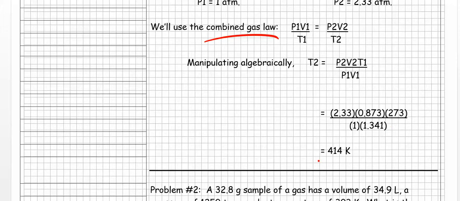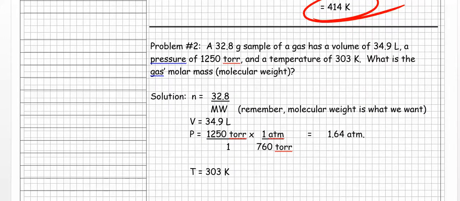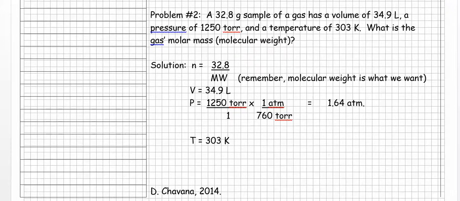Don't forget, it's degrees Kelvin, okay? All right, let's take a look at another problem. Here's what it says. It says a 32.8 gram sample of a gas has a volume of 34.9 liters, a pressure of 12.5 torr, and a temperature of 303 Kelvin. What is the gas's molar mass or molecular weight?